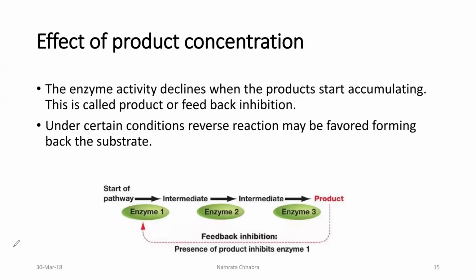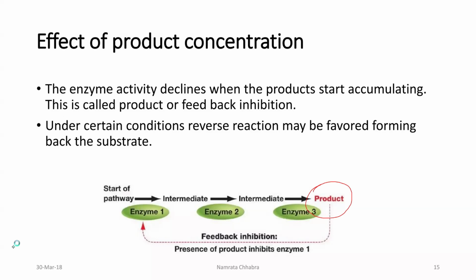So now the next factor that affects the rate of the reaction is the effect of product concentration. Generally, in a given pathway, the product of a particular pathway can serve as an inhibitor of the starting enzyme of that pathway. For example, this is a pathway. The first enzyme is enzyme 1, then we have enzyme 2, enzyme 3, and we have the product. In this case, the product of this reaction now inhibits the first enzyme of that reaction, and this process is called feedback inhibition.